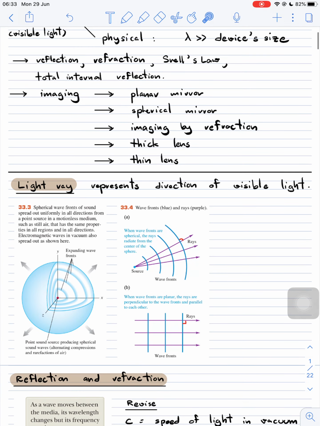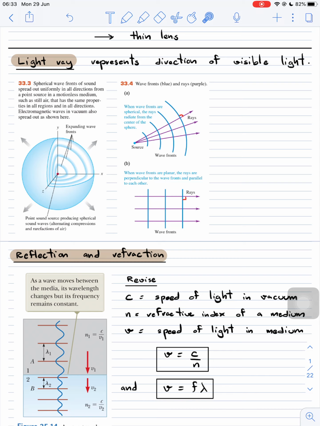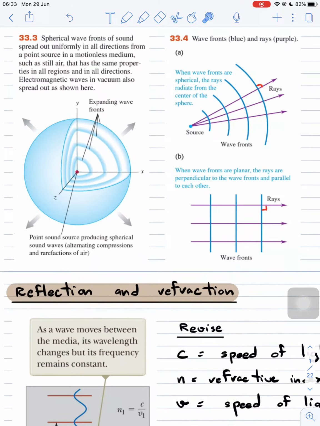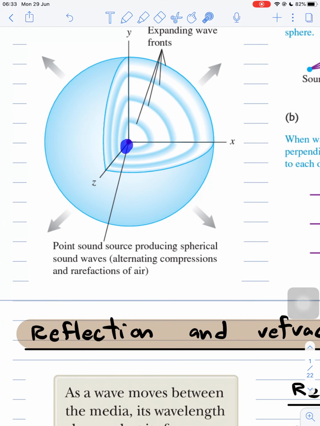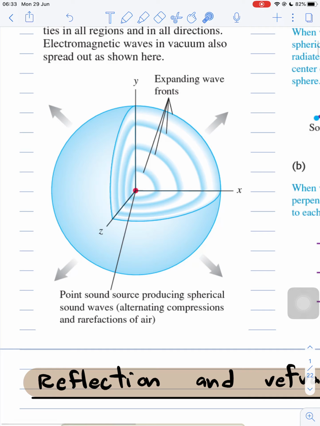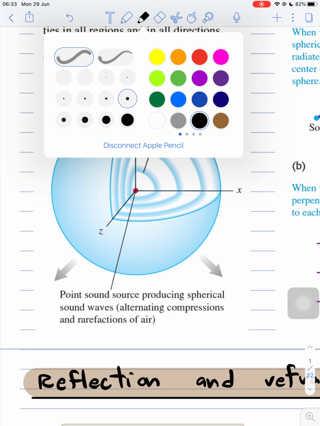When we talk about reflection and refraction, we just use the light ray. We use the light ray to represent the direction of the visible light. For example, if we have a point source here, we know that the point source will radiate the electromagnetic wave in all directions. So this cross section is going to represent the wavefront of the expanding wave. This we call the wavefront.